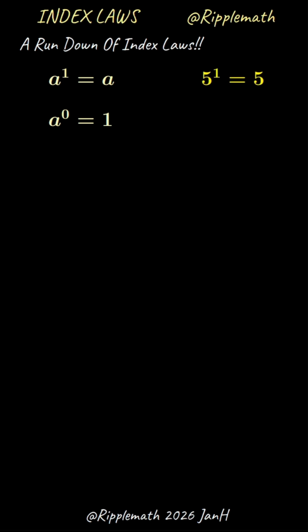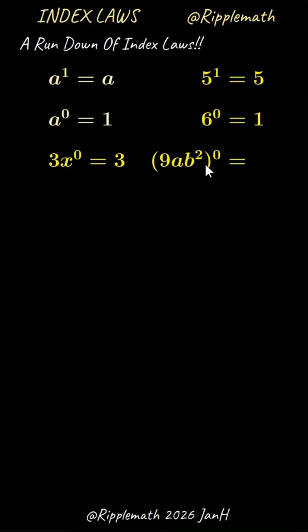So 5 to the power of 1 is a 5. 6 to the power of 0 is a 1. This is a common one. I see a lot of people going 3x to the power of 0 equals 1. No, it's equal to 3. The 0 is only on the x. So if you've got 9ab all squared, and all to the power of 0, that's equal to 1.